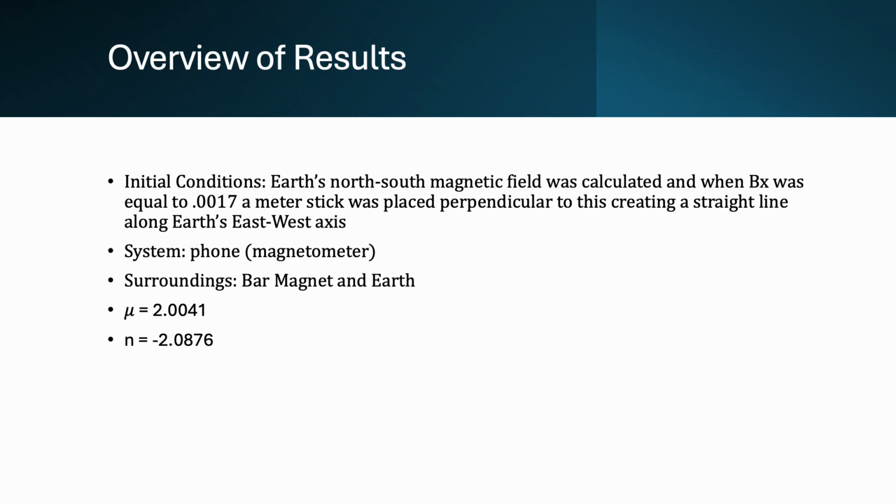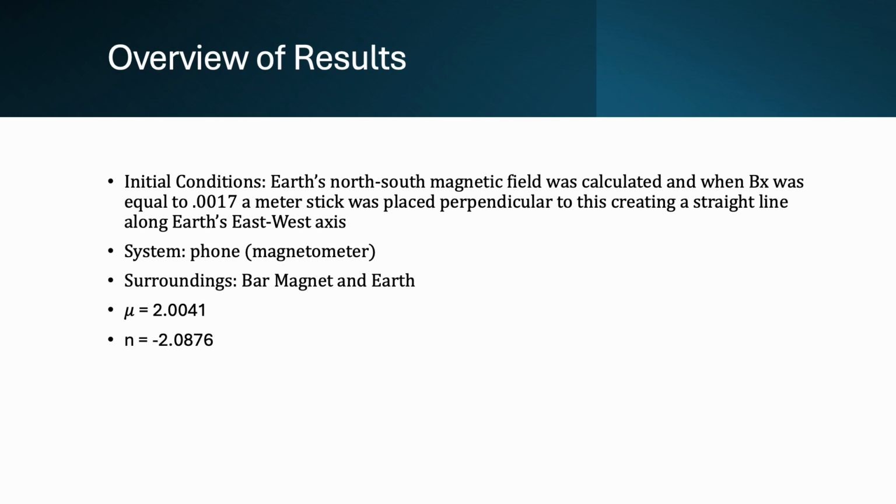An overview of my results. So first I want to say my initial conditions were Earth's north to south magnetic field was calculated, and when Bx was equal to 0.0017 Tesla, obviously, a meter stick was placed perpendicular to this, creating a straight line along Earth's east to west axis.